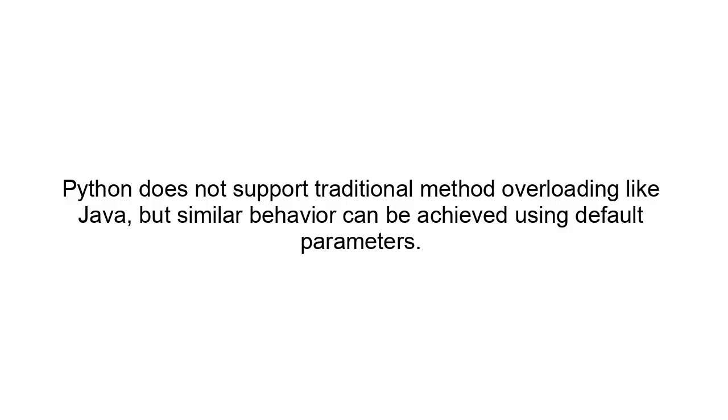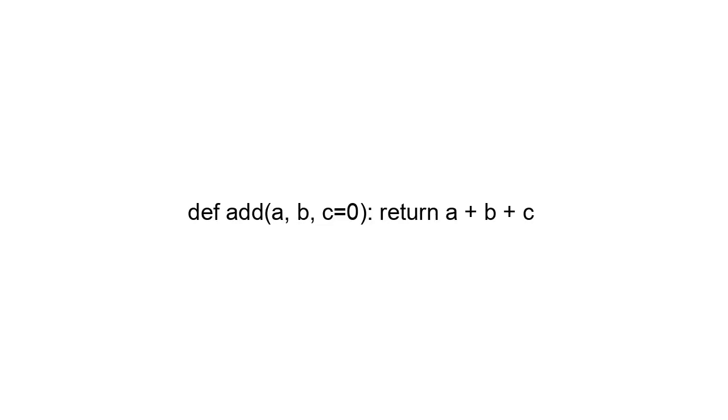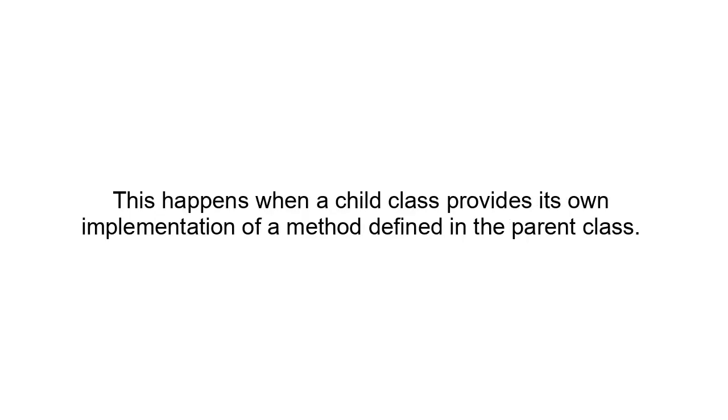Example, def add(a, b, c=0), return a + b + c. Print, add(2, 3). Print, add(2, 3, 4). Output, 5, 9. 2. Runtime polymorphism, also called method overriding.